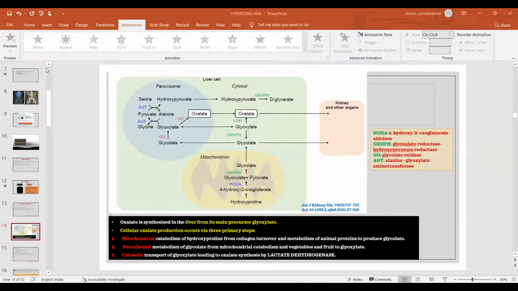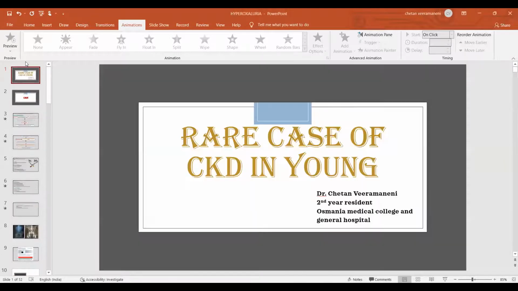Moving on to the next interesting session, we have Dr. Chetan, who is a senior resident from Osmania. He's going to present a case on CKD in the young. We request our chairpersons, Dr. Urmila Anand Madam, who is a senior consultant nephrologist at Yashoda Hospital, and Dr. Rashekar Chakravarti sir, who is a senior consultant nephrologist at Star Hospitals, to chair the session. Over to you, sir.